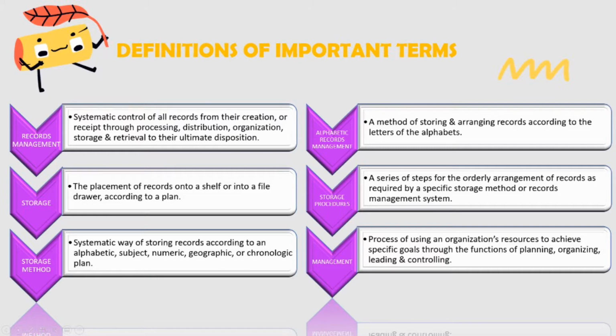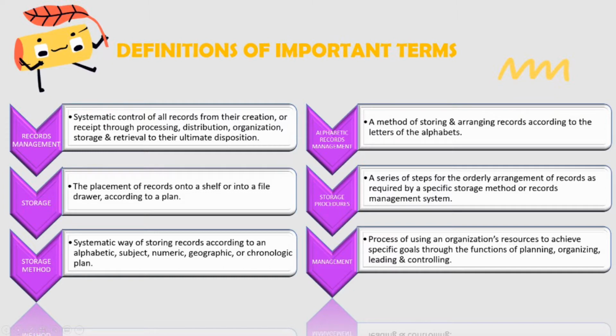Next, storage. It is the placement of records onto a shelf or into a file drawer according to a plan. Then, storage method. It is a systematic way of storing records according to an alphabetic, subject, numeric, geographic, or chronologic plan. Moreover, alphabetic records management. It is a method of storing and arranging records according to the letters of the alphabets.